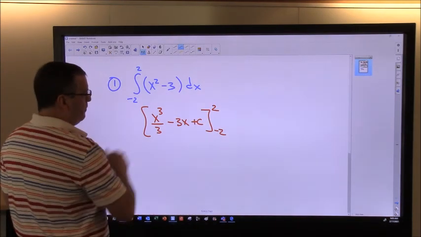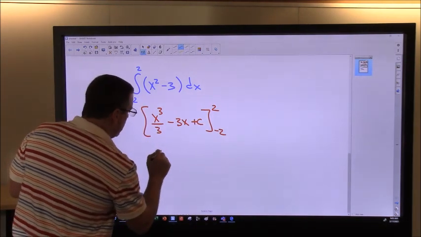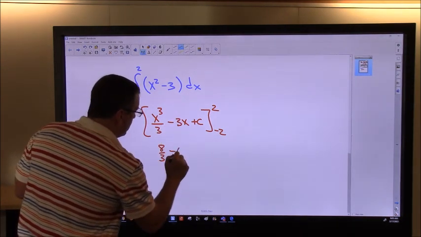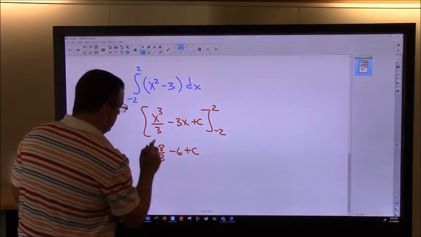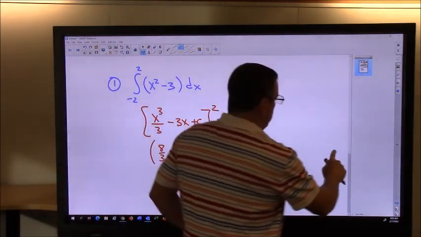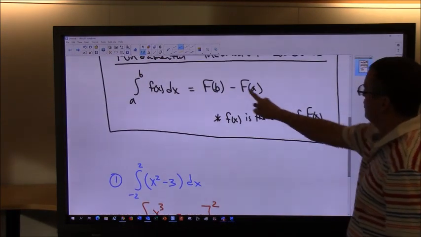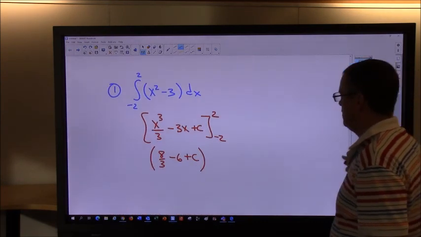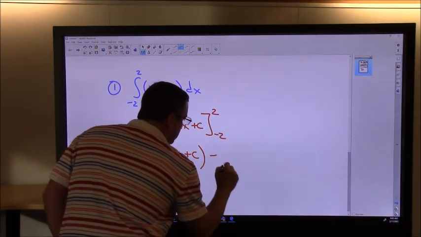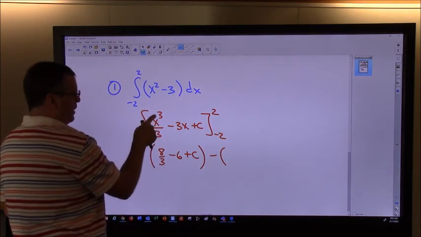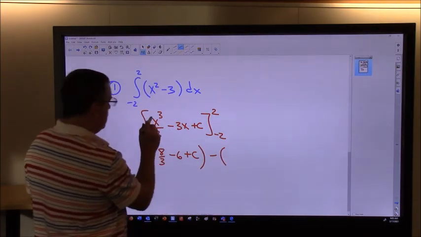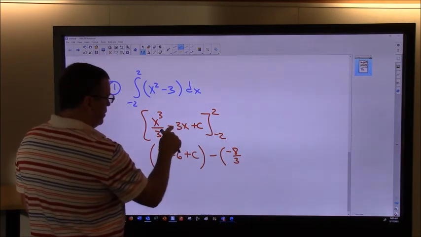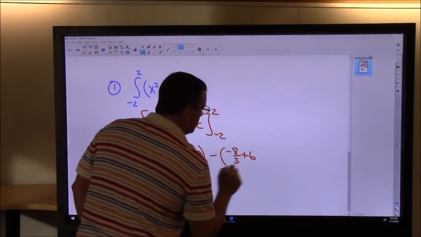So I'm going to plug in the top number first. So when I do that, I get 2 cubed, that's 8 thirds. Put a 2 here, I get -6. I don't know what c is, so I'll write that. And then remember in our theorem here, it's minus F of a. Minus everything you get when you plug that in. So minus, and now I'm going to plug a -2 in. So when I cube that, I get -8 over 3. I'll put a -2 here. -3 times -2, that's a +6.